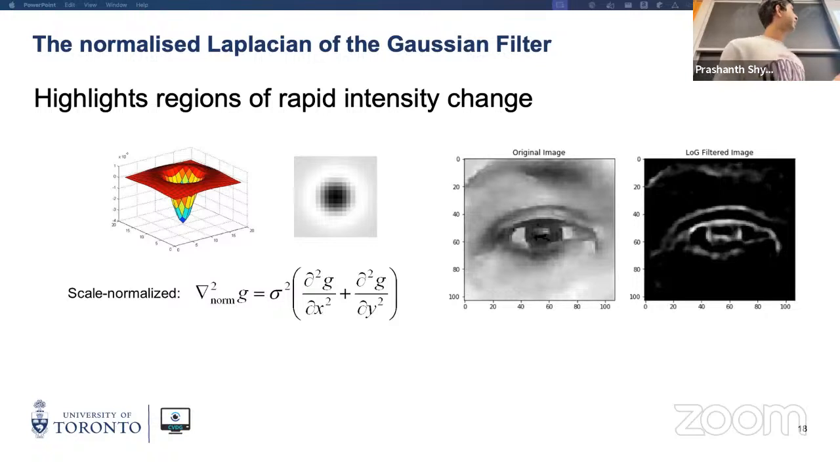This is another filter called the Laplacian of the Gaussian. It's defined by that formula. It's just the second derivative with respect to x, summed up with the second derivative with respect to y of the Gaussian, and then we normalize it by multiplying it with the sigma of the Gaussian. And the shape of this filter looks like that. And if we take the actual matrix, it gives us this.